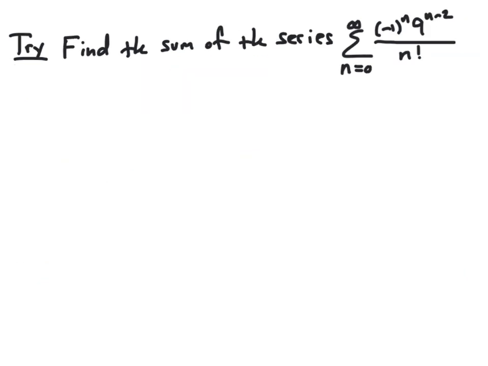If you'd like to try a similar example, pause the video and find the sum of the series from n equals 0 to infinity of negative 1 to the n, 9 to the n minus 2, all over n factorial. Resume the video, and in a few seconds you'll see the full solution.